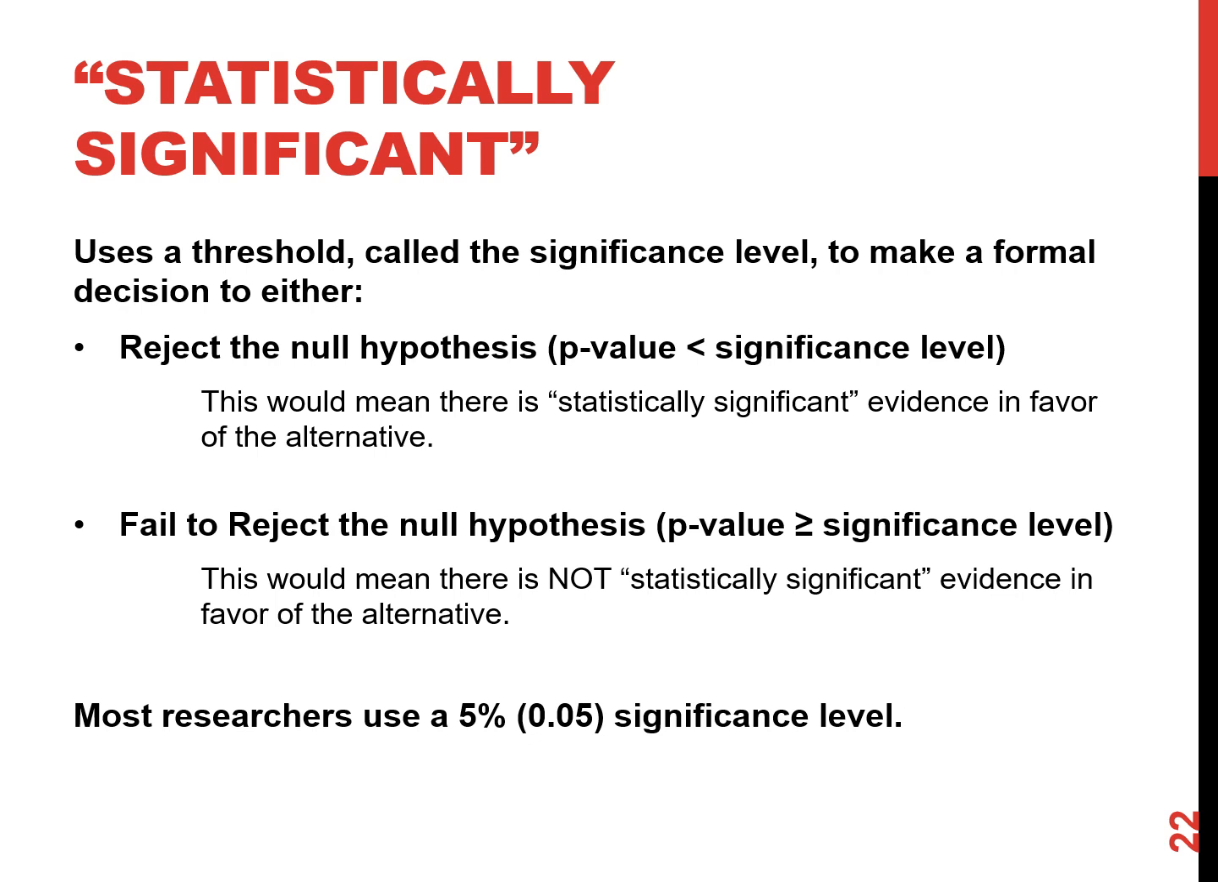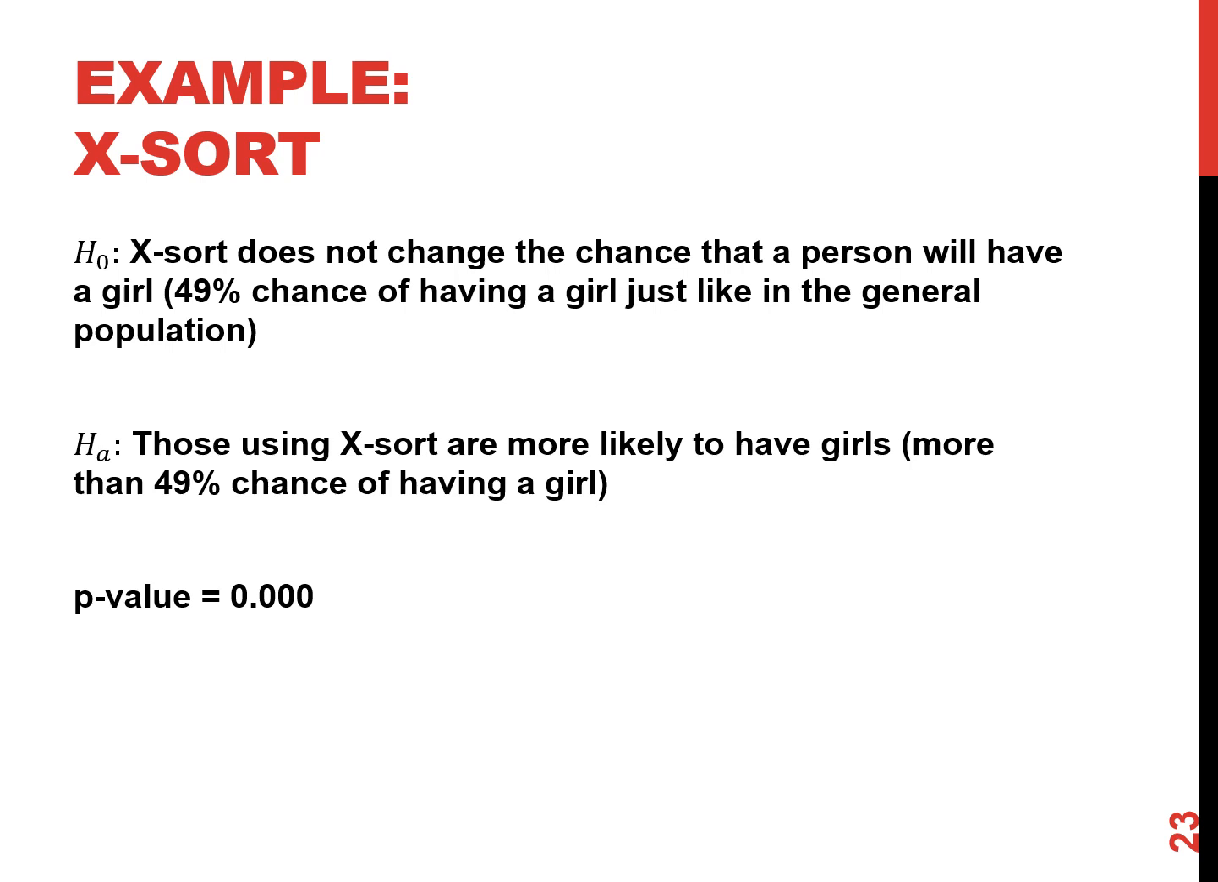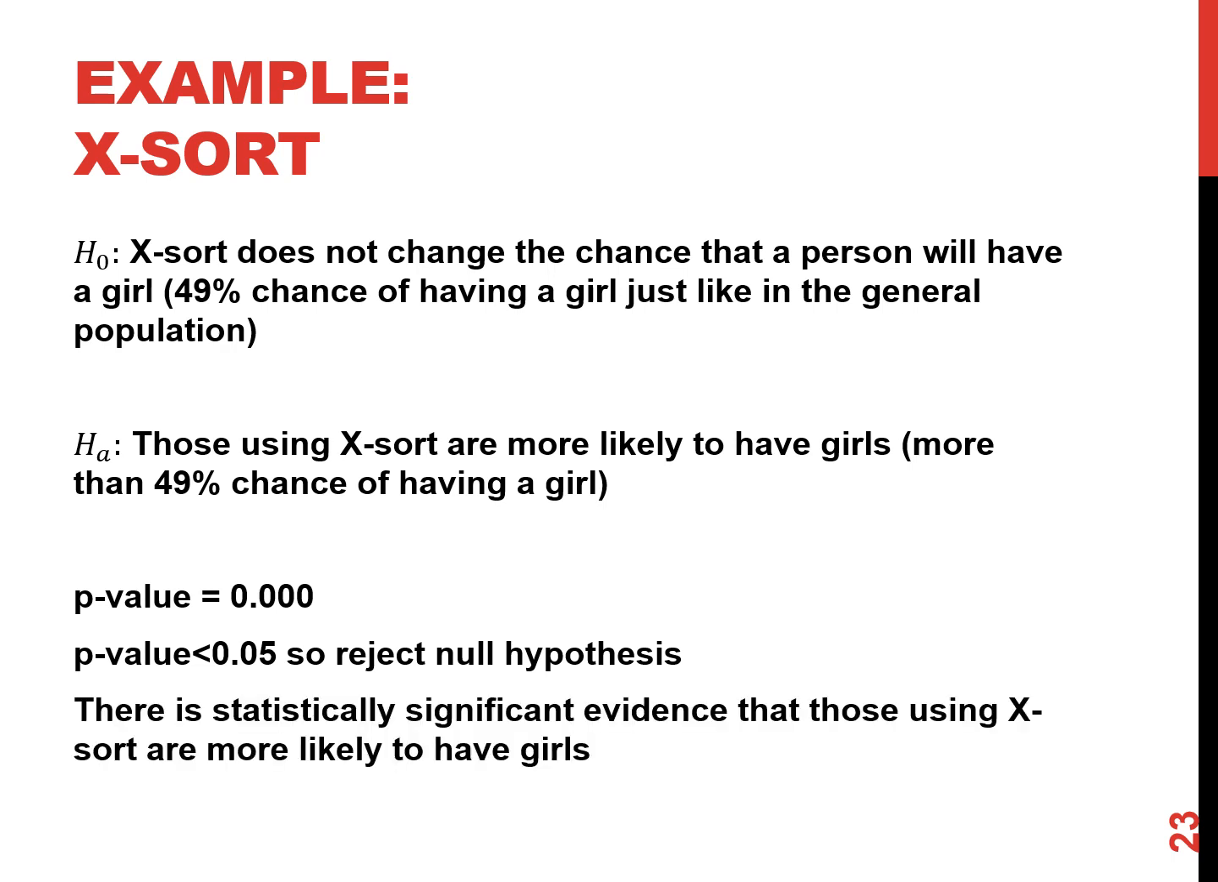Most researchers use a 5% or 0.05 significance level. It's almost universally used. So looking at our XORT example again, we had our p-value of 0.000, right? Since this is less than 0.05, we'd reject the null hypothesis, and we could say that there is statistically significant evidence that those using XORT are more likely to have girls.